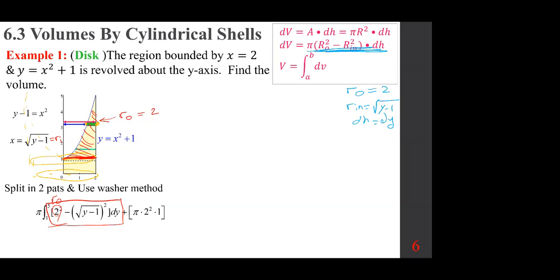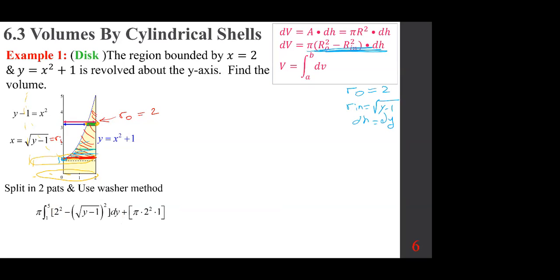dH is dy. And over here, it's 1. So this will go from 1 to 5, everybody. That's why, let me erase this part so everybody can see. We are going to go from 1 to 5. I'm just looking at this portion, okay?